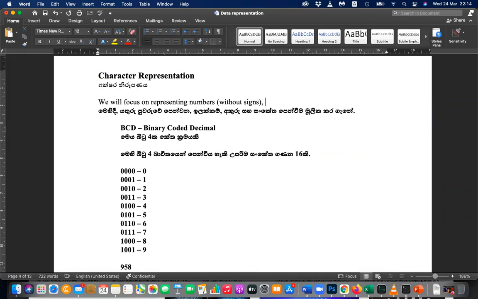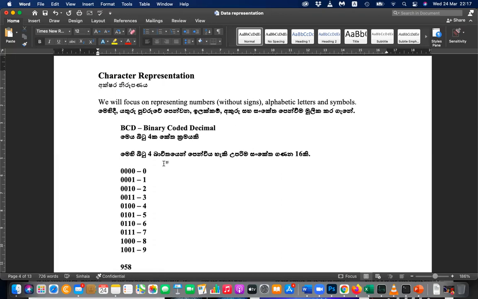Because with signs, if you represent numbers, there's another mechanism called two's complement that you will learn in A levels, right? Not now. That is for the numbers with signs or mathematical numbers. This is like just number symbols, right? Symbols of these numbers. So here we will focus on representing numbers, alphabetic letters, and symbols. In general, you can say symbols. So that is the focus of this one.